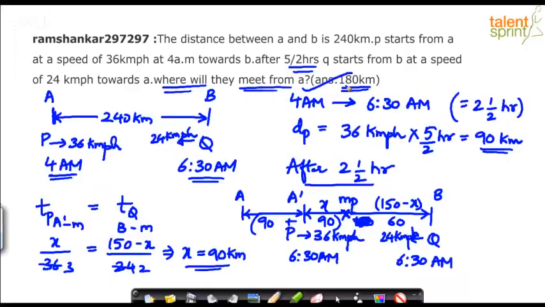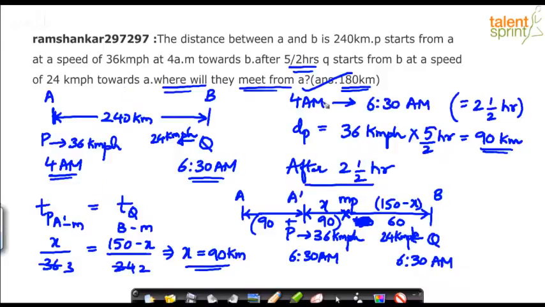Ram Shankar, that's the solution. You can also go by relative speed now. I mean, after arriving at point A dash, you can also consider relative speed and find out the distance. So basically, half of the question should be done mentally. You don't have to draw these diagrams and all that. I have drawn this part of the diagram only to explain you the situation.